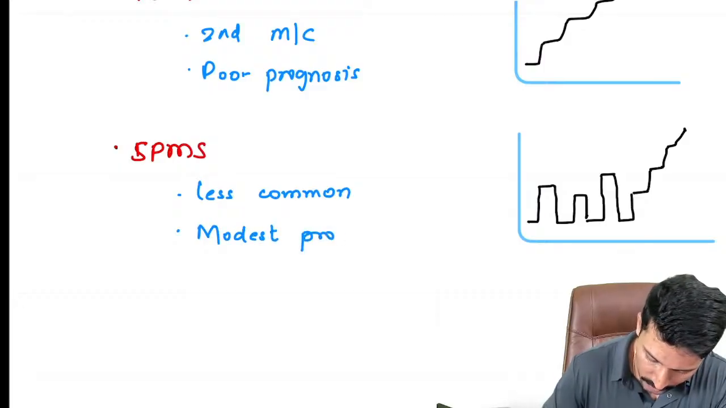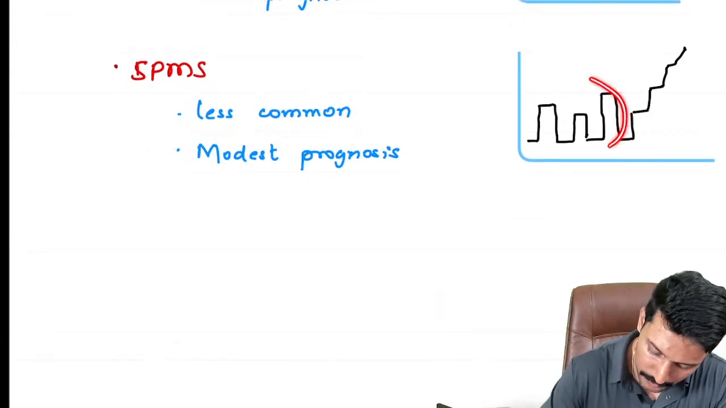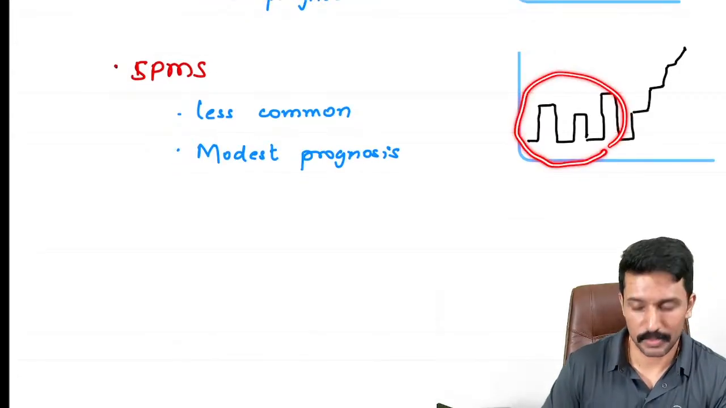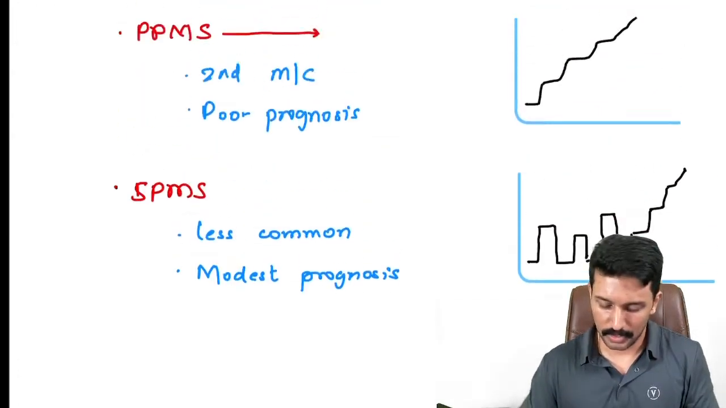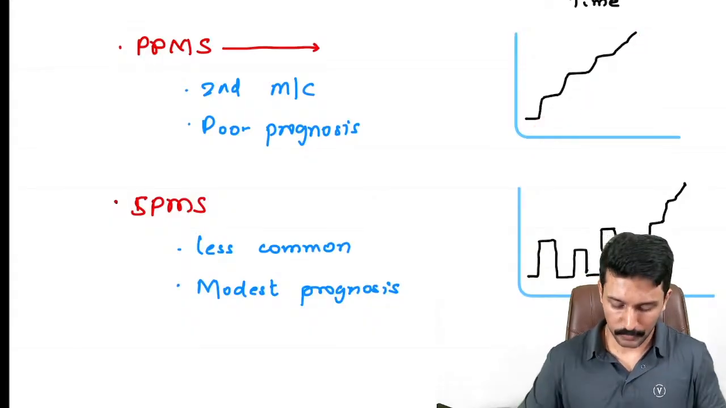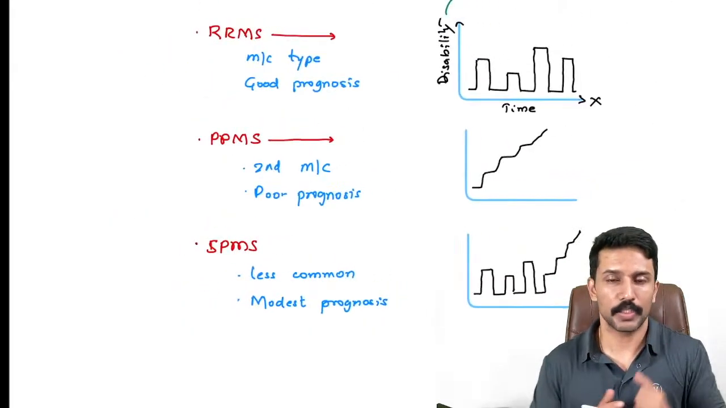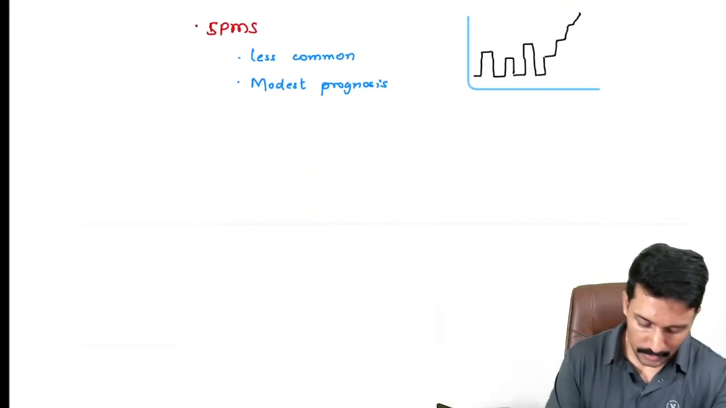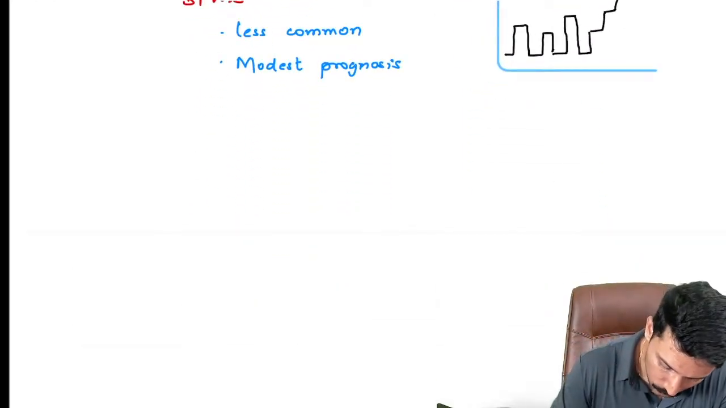Why am I calling it a modest prognosis? Because at least in the initial few events of demyelination, the patient was able to recover. Later, recovery stopped. Here, from the beginning, there is no recovery. That's why it carries a poor prognosis. So these are the three variants based on the disease behavior. We have some rare variants that you need to remember.